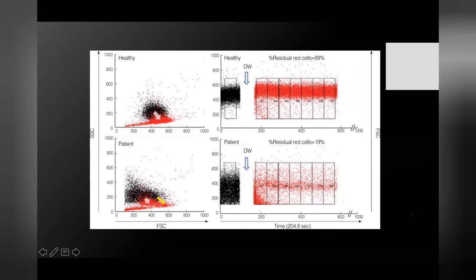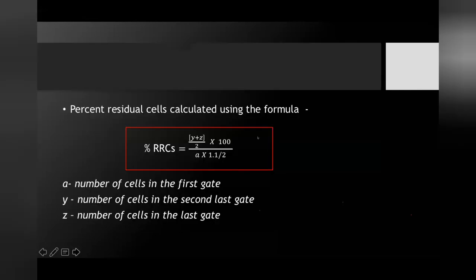This is another sample where we have done the same thing. Now look at the difference between here and here. The number of events here and here are almost the same. So the percent residual red cells is approximately 89% here. However, in this patient, the percent of residual red cells at the end of analysis is just 19%. Okay, next, please. So again, you can calculate the percent residual red cells using the simple formula.